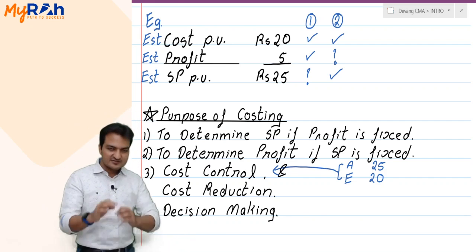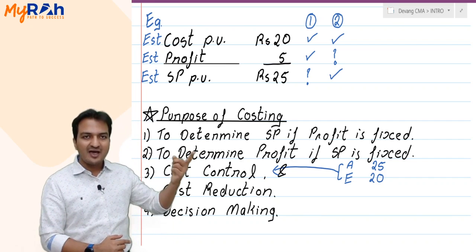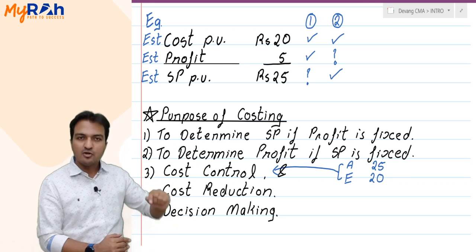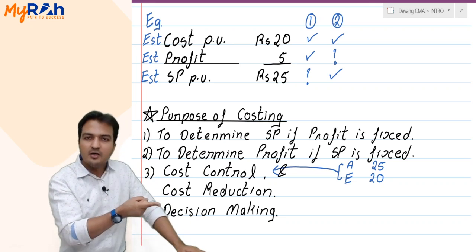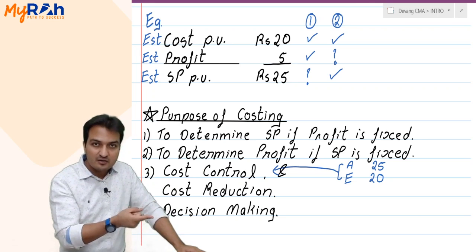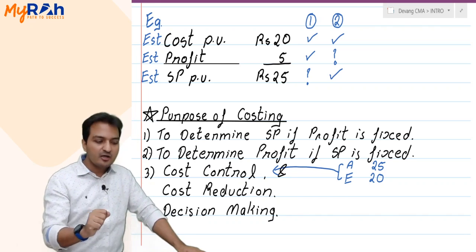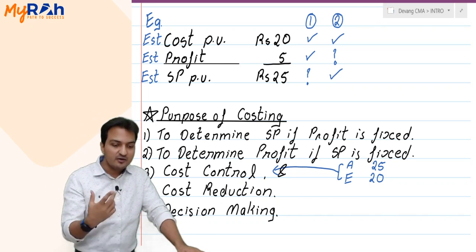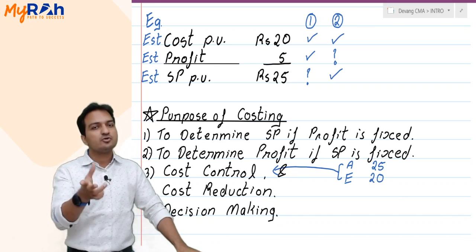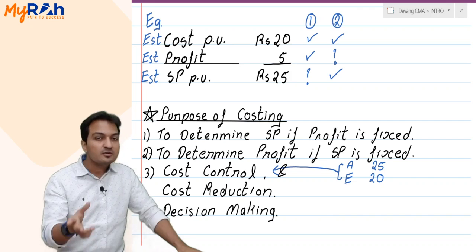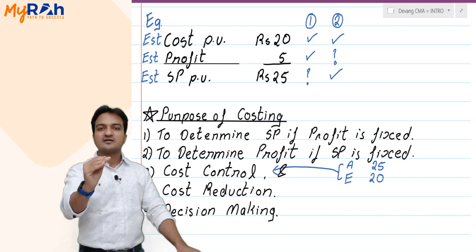I define it like this. Cost control means to control my actual cost and bring it down to the estimate. And how is it done? It is done by studying the actual cost, studying where I went wrong, what mistakes I made. And next year you prevent those mistakes so that your cost tries to remain within the estimate. That is called cost control.